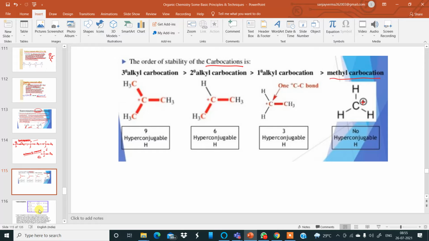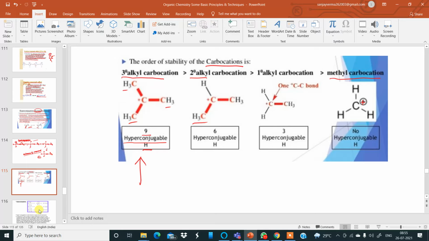This carbon is 2 degree. This carbon is 3 degree. Now, if you look at the relative stability over here, the order of stability of carbocations is given over here. If you look at the first one, this has 9 hyperconjugable hydrogen atoms. That means 3 here, 3 here, 3 here. No bond resonance, so that adds to its stability. This becomes more stable.